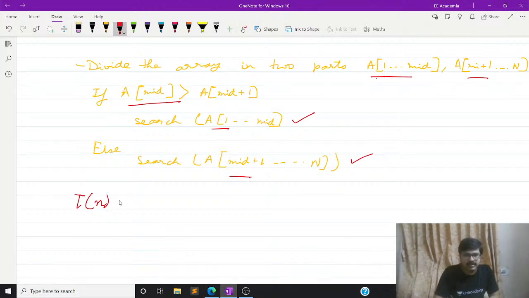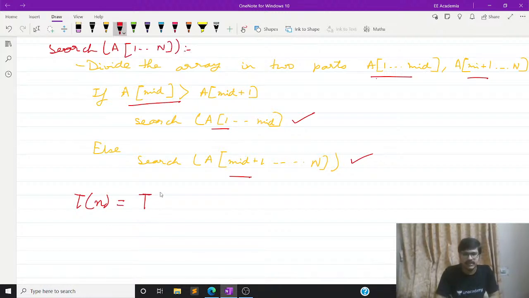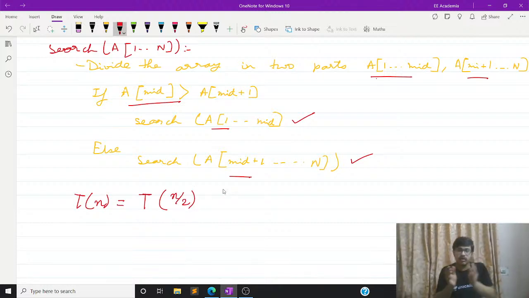So we can write the recurrence relation for this as T of n, the time taken to solve the problem of size n. If you call this search of 1 up to n, you divide the problem in two halves and conduct the search in only one of these halves. You either search the left half or the right half. You don't search both of them, right? So if you search only one of them, this will be T of n by 2. Just one searching.